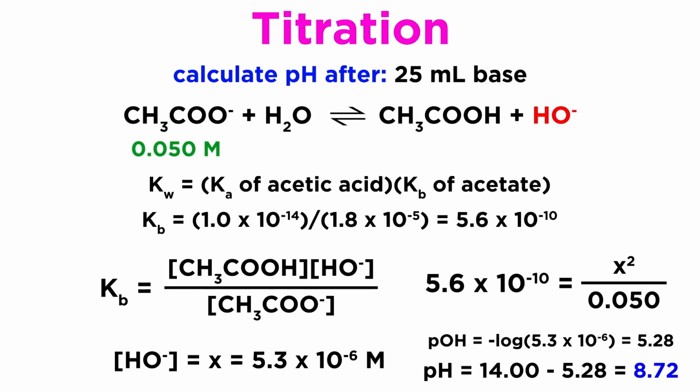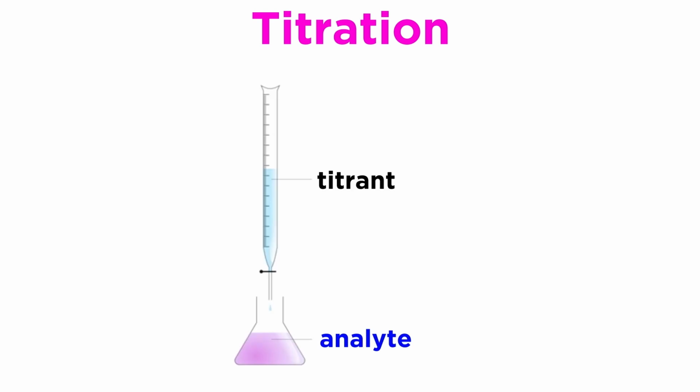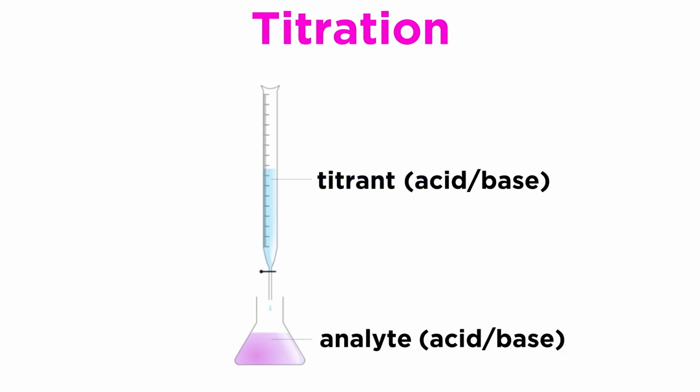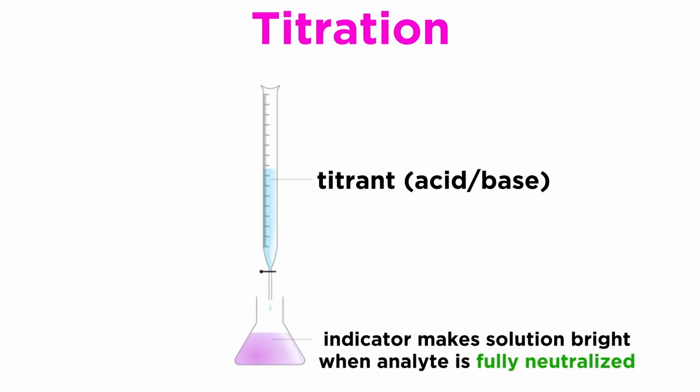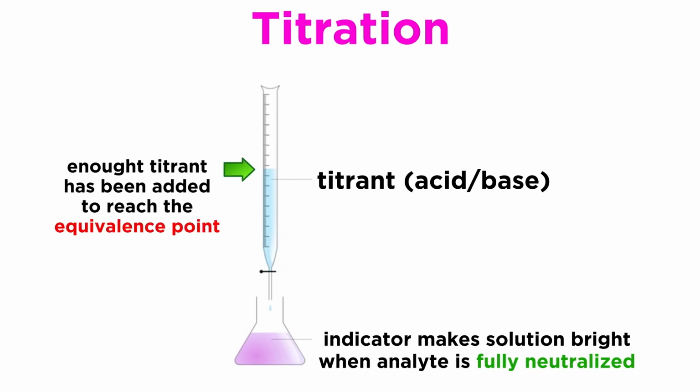We can do calculations with other amounts of base as well. Once again, the substance being analyzed is called the analyte, and we can calculate its concentration by adding another substance called a titrant. The titrant is either an acid or base that will react with the analyte, and when precisely enough titrant has been added so as to completely neutralize the analyte, the solution will glow a vibrant color due to an indicator that is present in solution. This is called the equivalence point. When this occurs, we measure the volume of titrant that has been added and perform our calculations.